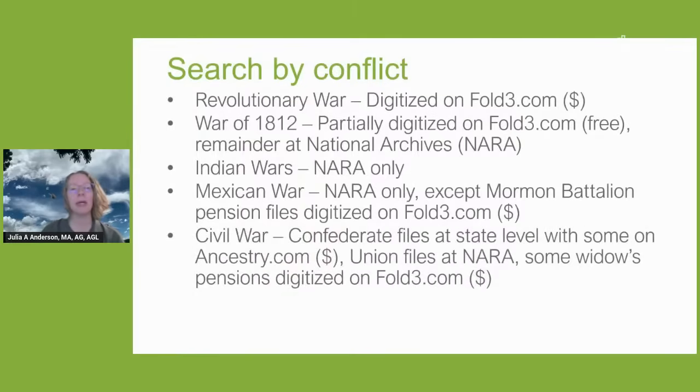For the Civil War, Confederate files are kept at the state level, and some are digitized on Ancestry and FamilySearch. Pension files for Union soldiers are only available at the National Archives, but some widows' pensions are digitized on Fold3. Other pension files may be digitized and available online on various websites, but not as an entire collection.